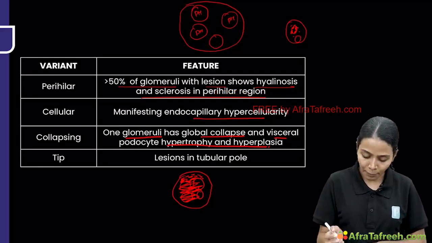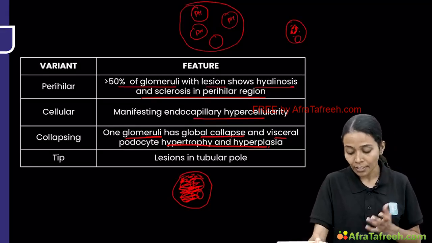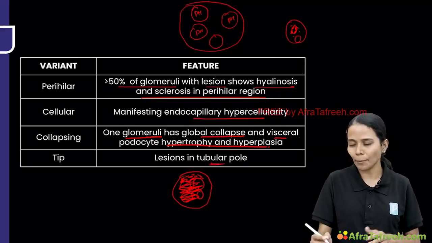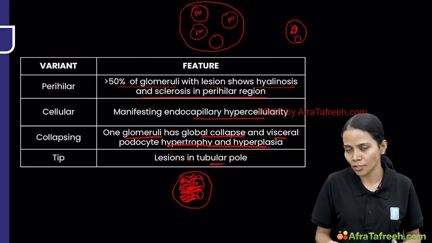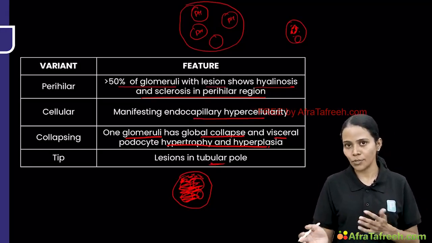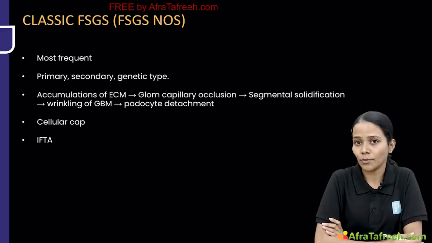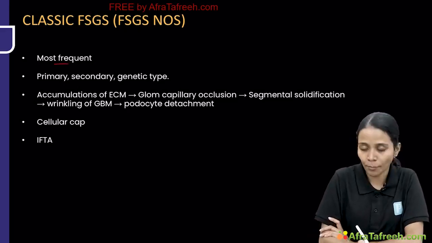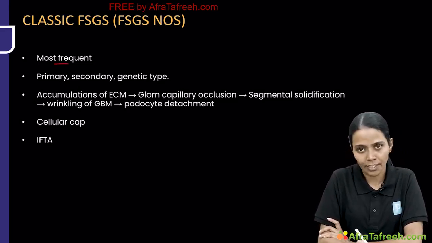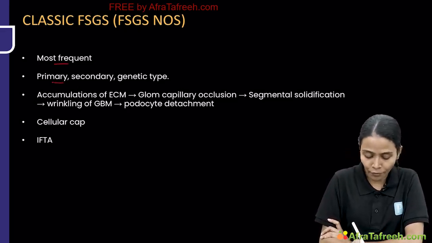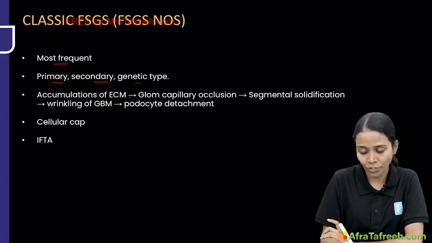Then coming to the tip variant. Tip variant is when the lesions are in the tubular pole. Here the number is not important, but the lesions will generally be in the tubular pole. Now coming to FSGS NOS. This is the most frequently diagnosed type of FSGS. It can come in primary form, it can come in secondary, or it can be genetic also.